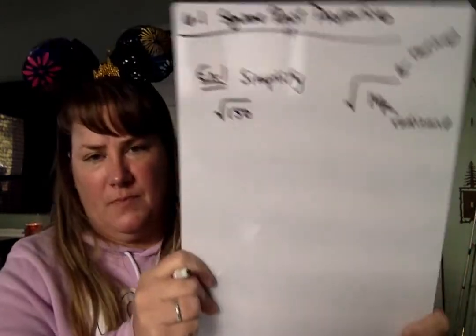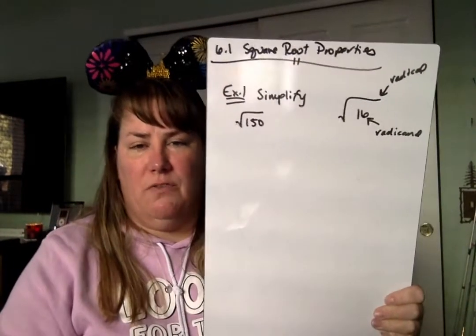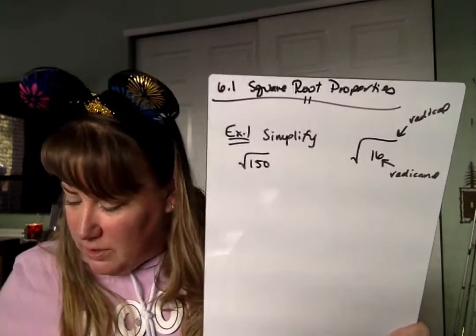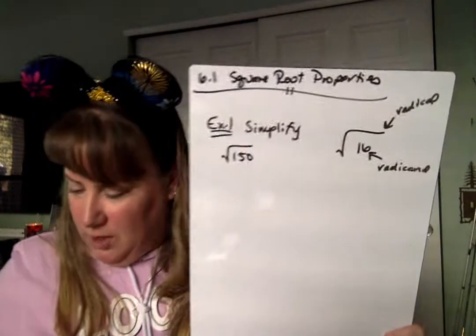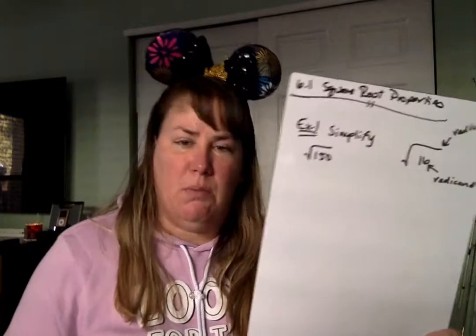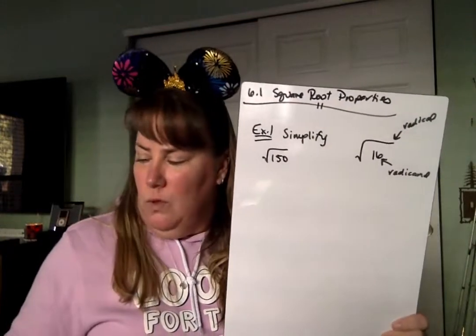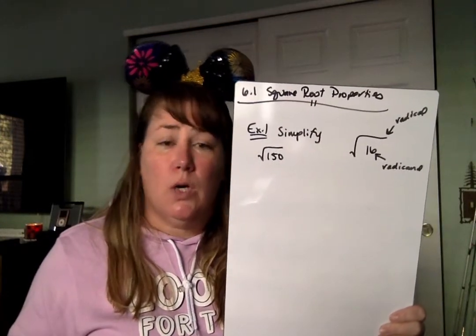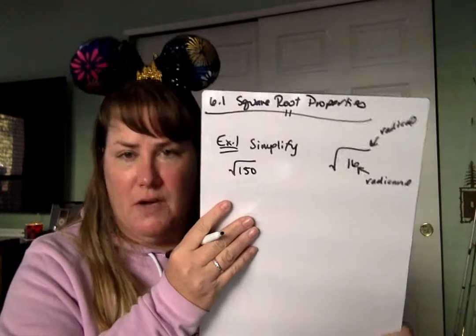Just for reference. Okay, so we're breaking down the square root of 150, and we're not just going to hit the calculator. Oh, the square root of 150 is approximately, what is that? 12.2, blah, blah, blah. No, we're not doing that. So when we simplify them, what you're going to do is look for factors of 150.